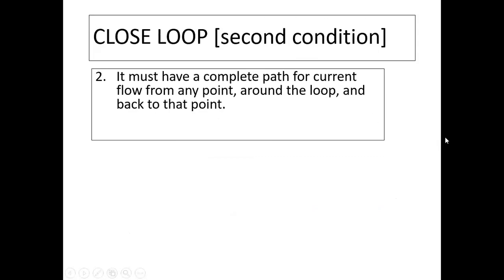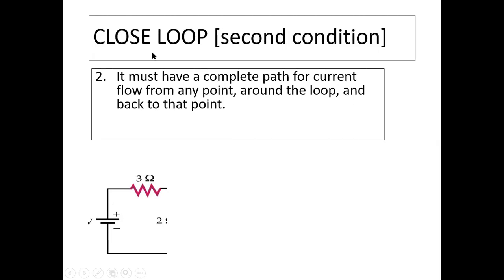The second condition is a complete path for current to flow from any point around the loop and back to the same point. Where it starts from a battery, the current must flow back to the battery. That's what I mean by a closed loop. So is this a closed loop? You have a source. Yes, it is a closed loop.